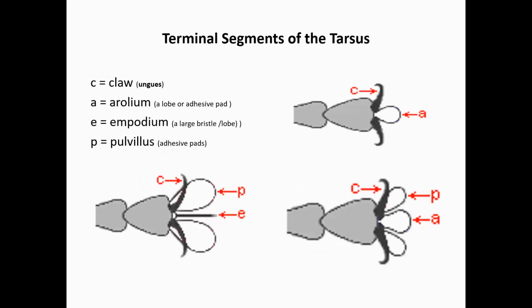Okay, you can see here the claws, arolium, empodium, and pulvillus. The claws, also known as unguis, the hook-like structures, and arolium, a lobe or adhesive pad, and empodium, a large bristle-shaped structure between the two hook-like structures, and pulvilli, the pad-like structures. These are the terminal segments of the tarsus.